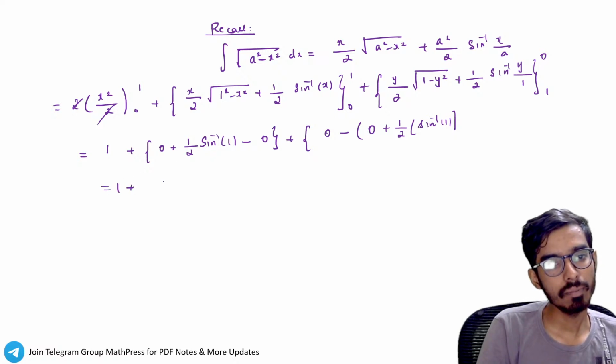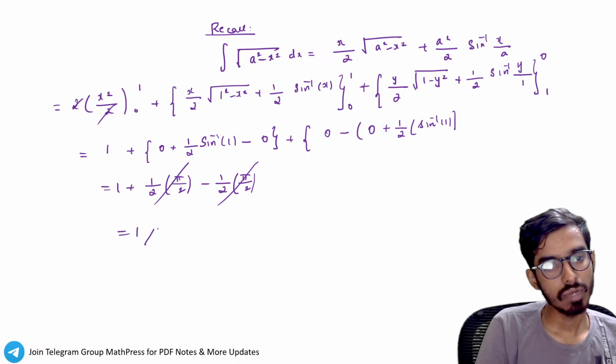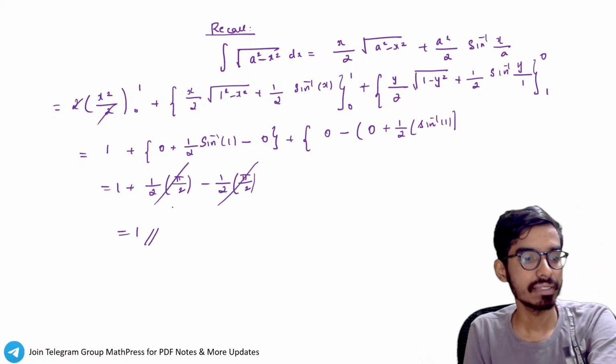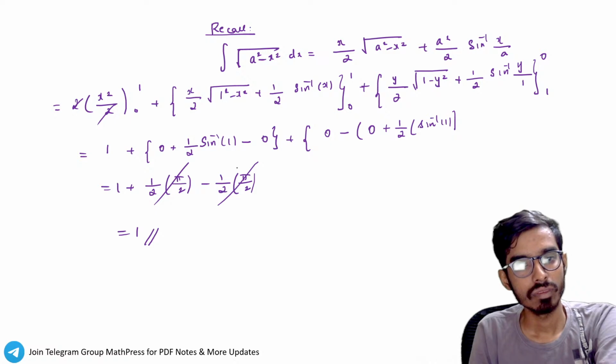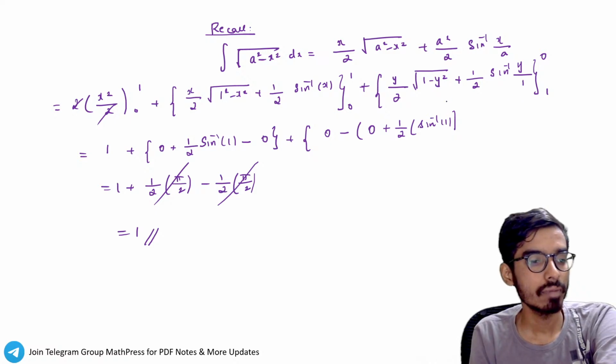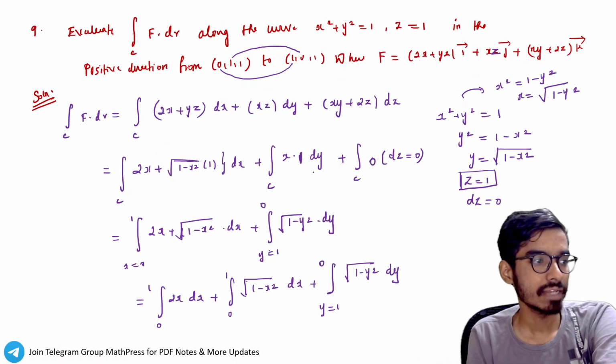So this will be 1 plus 1 by 2 sine inverse of 1 is pi by 2. And here we will have minus 1 by 2 pi by 2. So these two will get cancelled. So we will have 1, right? So 1 is the required answer. So upper limit minus lower limit, right? So we just have to be careful that we have minus sign here. So therefore, 1 is the required answer, right?